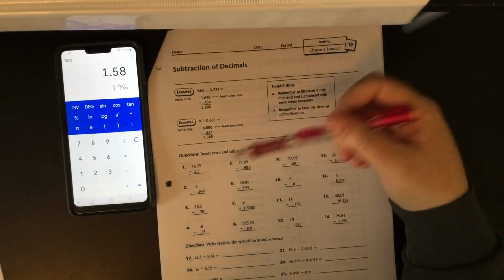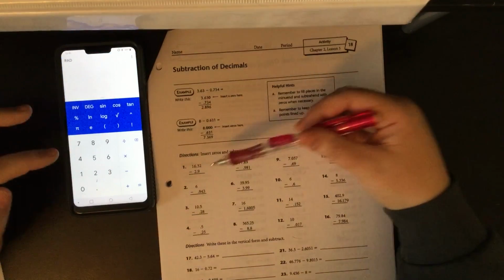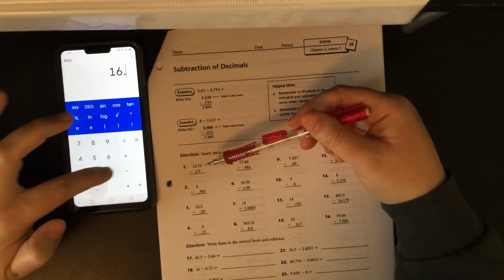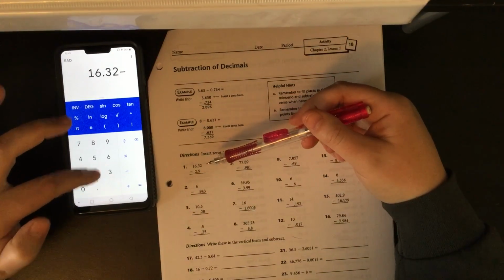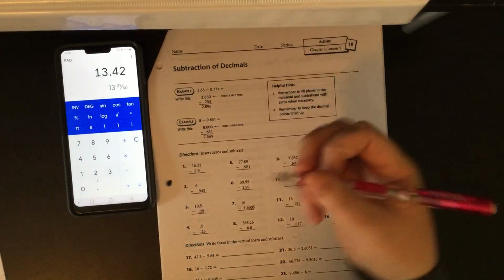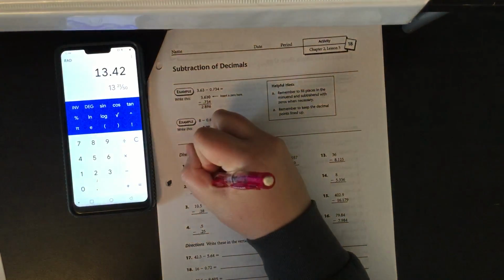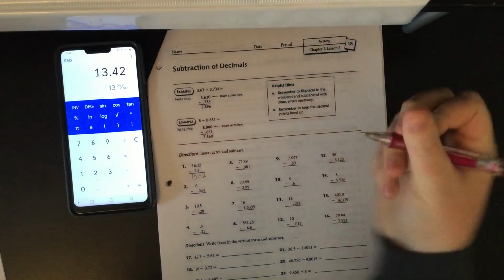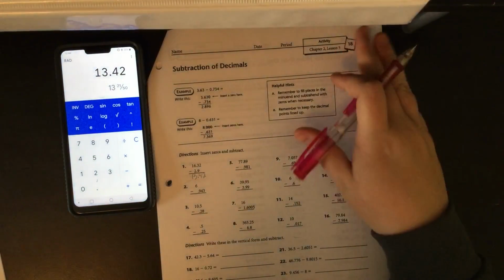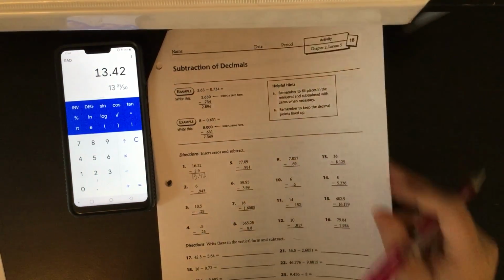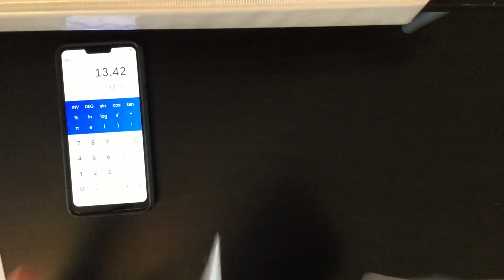Subtraction of decimals. Type it into your calculator exactly as you see it. So for number 1, we have 16.32 minus 2.9, and we get our answer of 13.42. Same thing down below. Just type it in exactly as you see it. There's no tricks. Make sure you're hitting every button on the calculator and you're not missing anything.